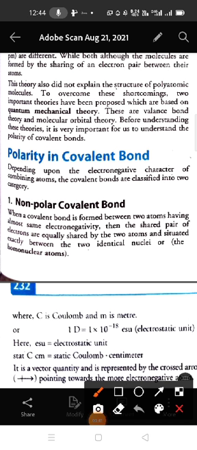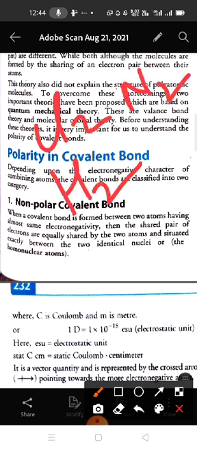When a covalent bond is formed between two atoms having almost the same electronegativity, then the shared pair of electrons is equally shared by the two atoms and situated exactly between the two identical nuclei. For example, Cl2, H2, N2, O2. These are the examples of non-polar covalent bond.